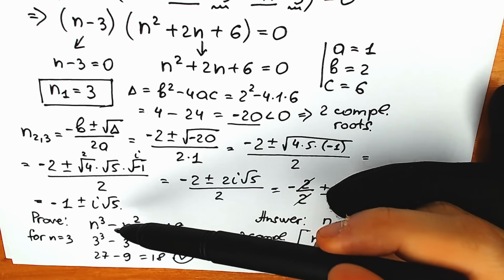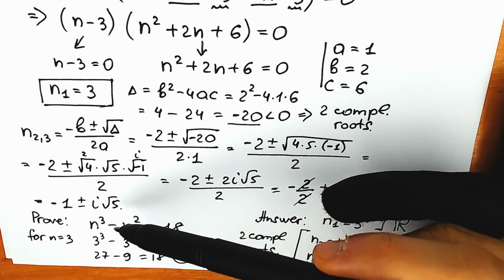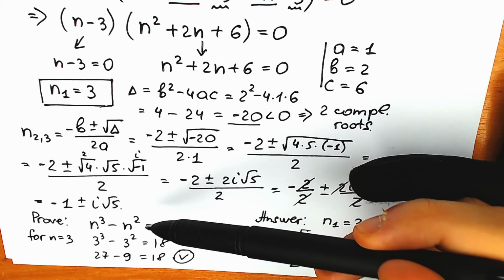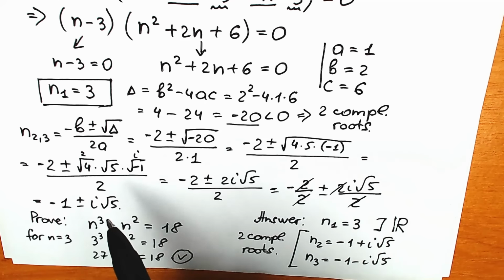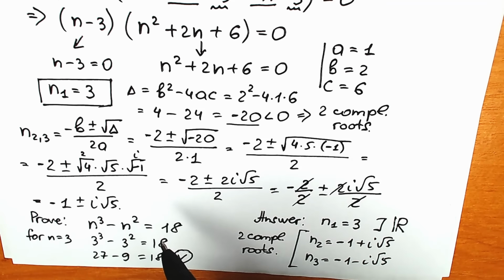N equal to 1, not good. So 1 minus 1. N equal to 2, so we have 2 cubed minus 2 squared, not good. But when n equal to 3, we have a correct expression. So n equal to 3 is a correct answer.